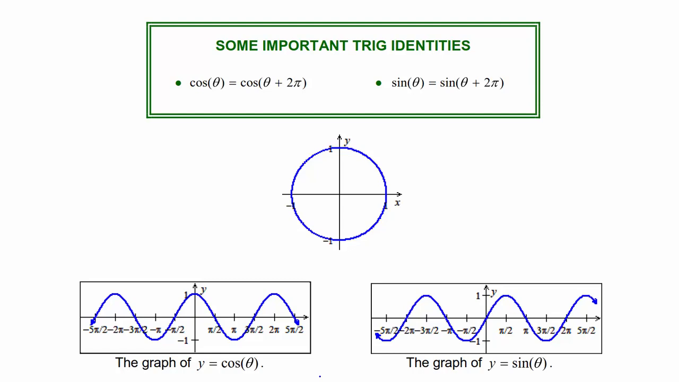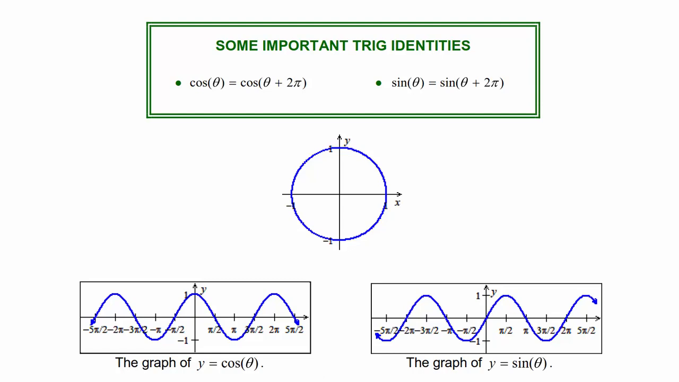When we explore these identities, we can often look at them both in terms of a unit circle and in terms of a wave, the graph of the functions on the coordinate plane. So we'll try to understand these identities in both ways here.